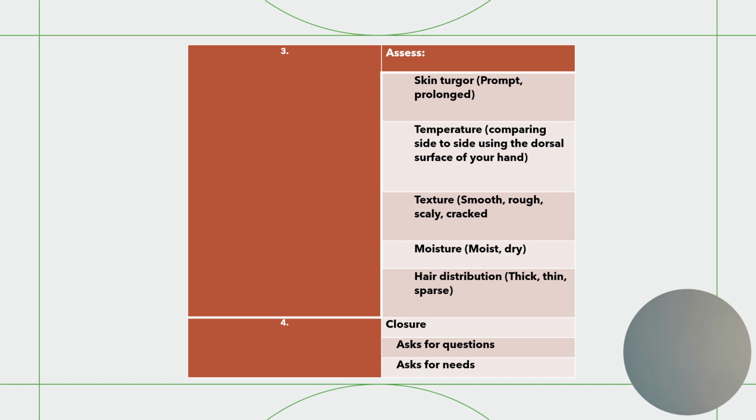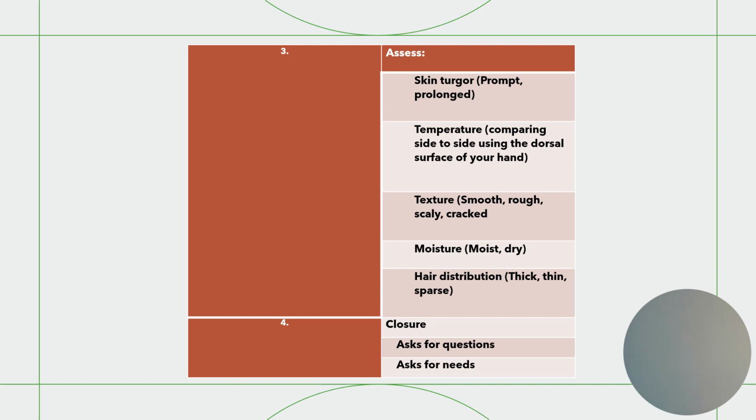We need to assess the temperature, and when we're assessing the temperature of the skin, we should be using the back of the hand. It's more sensitive to those temperature changes than our palm is. So assess the temperature of the skin, and as you're doing that, what is the texture? Is it smooth? Is it rough? Is it scaly? Is it cracked? Etc. What is the moisture of the skin? Is it moist to touch? Is it dry to touch?